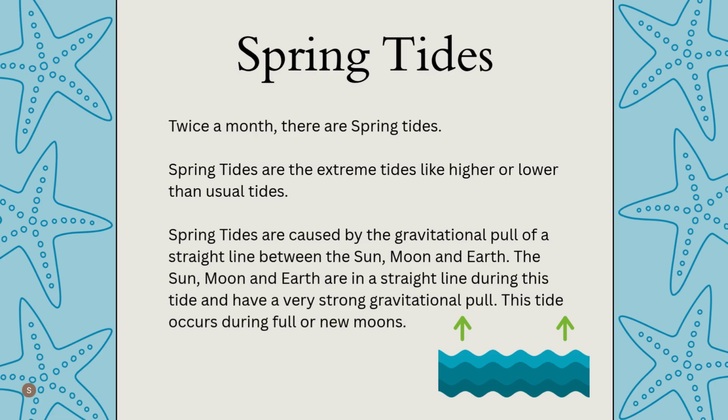So, a way to remember spring tides is to use the three S's: spring for spring tide, so that's one S, strong for strong gravitational pull, that's another S, and then the other S is straight for straight line. So, those are the three S's, and that's a way to remember.